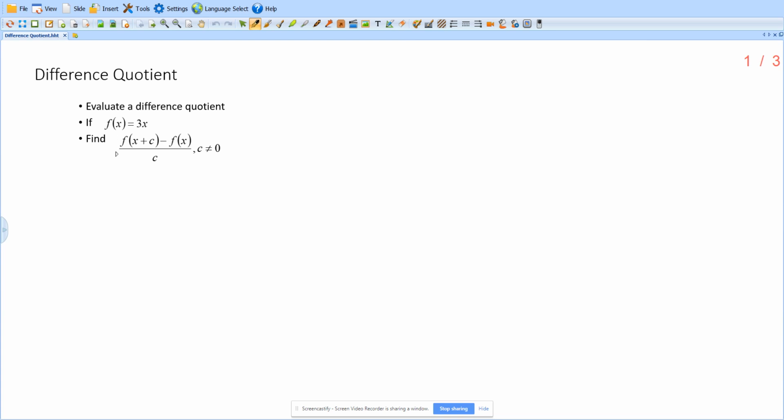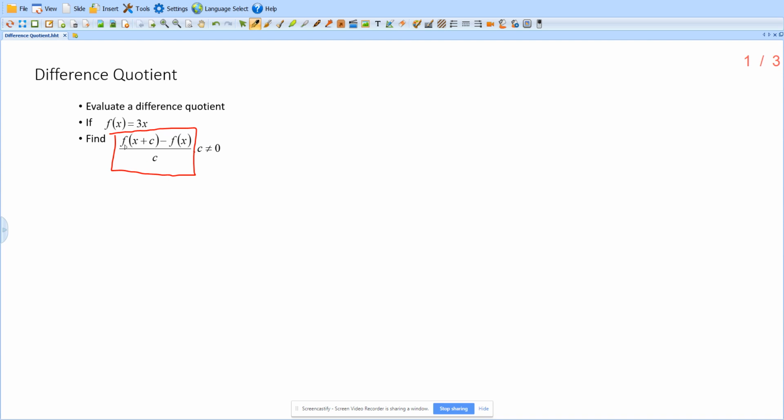But what is the difference quotient? The difference quotient formula is f of x plus c minus f of x all over c, given that c cannot be 0, because then you would have 0 in the denominator. So what is this really saying? f of x plus c just means that you're going to substitute x plus c into the variable, which is x in this case, of the function. So essentially, I'm going to replace x with x plus c. Then I'm going to subtract the original function and then divide by c.